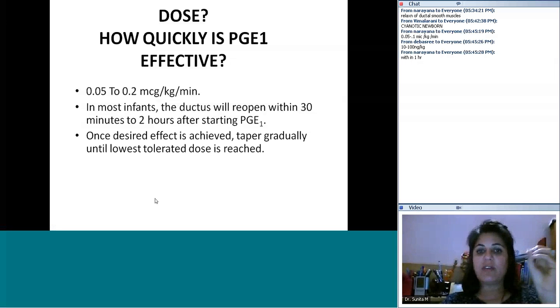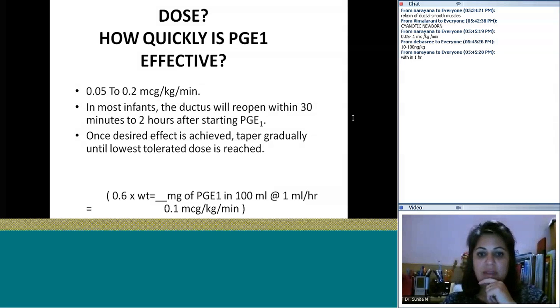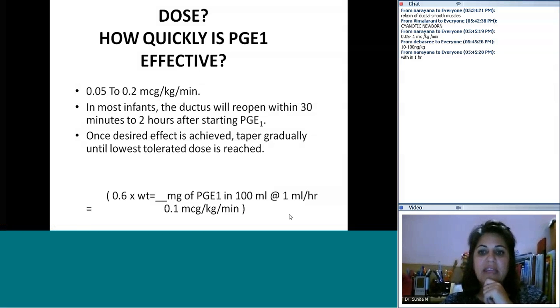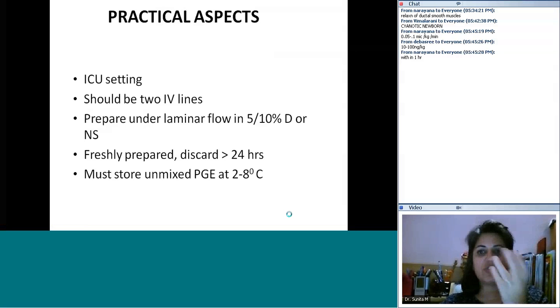Now, how do you do the dosing? You start at a higher dose. Once you get your desired effect, you taper it to get to the lowest tolerated dose, and that becomes your maintenance dose. This is just a quick thing on how you mix it. I think you all know 0.6 into your weight will be the number of milligrams in 100 ml. At 1 ml per hour, that's 0.1 mics per kilo per minute. Okay, next question. Okay, couple of practical aspects before that.